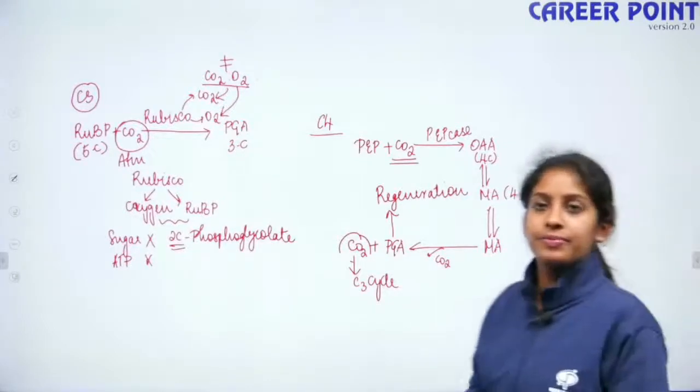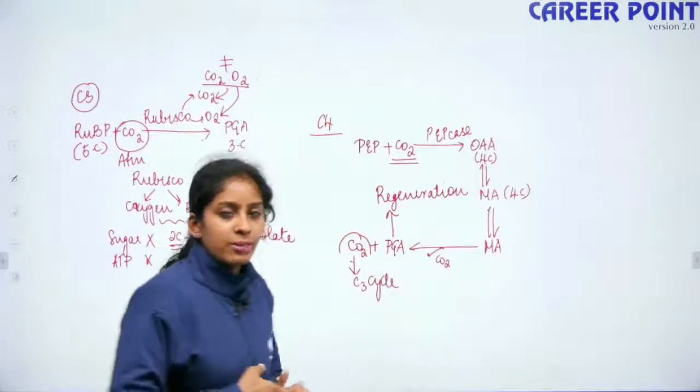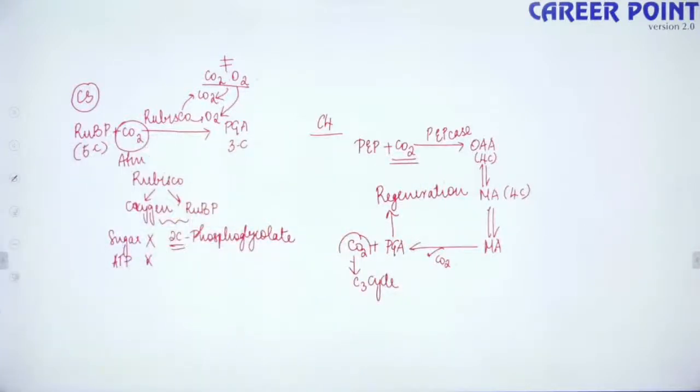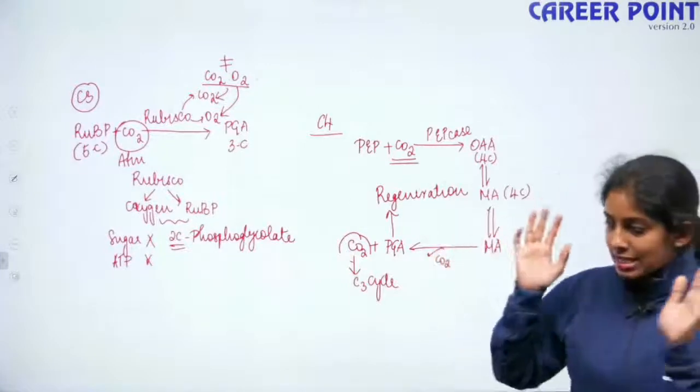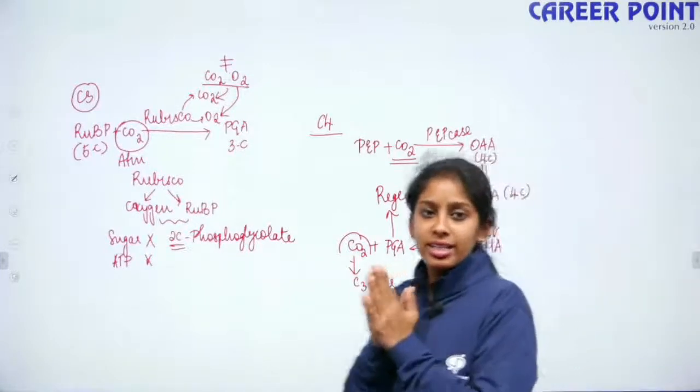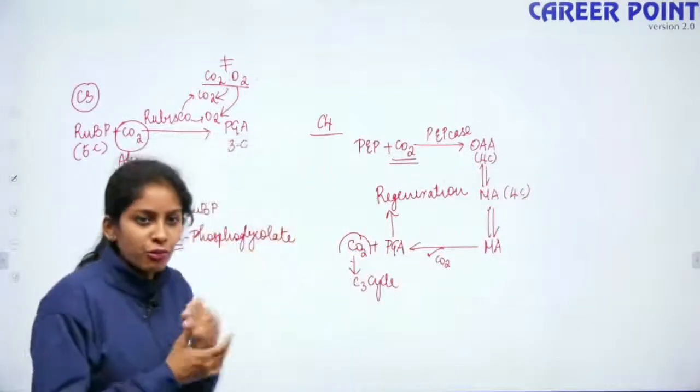Any doubt? Did you understand now? So far clear? So C3 cycle, C4 cycle, C2 cycle clear. What happened? Still you are confused?